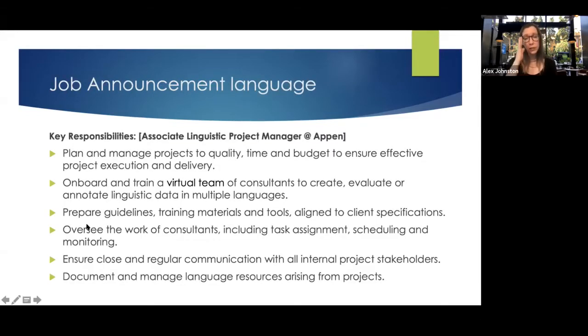So here I cut and paste some responsibilities for an actual job for the position of Associate Linguistic Project Manager at Appen. I'm going to read through these and show you what's important about these bullets. Plan and manage projects to quality, time and budget to ensure effective project execution and delivery. Onboard and train a virtual team of consultants to create, evaluate, or annotate linguistic data in multiple languages.